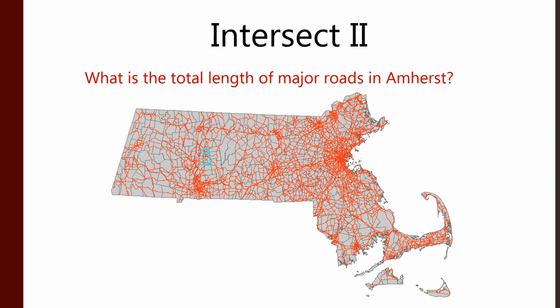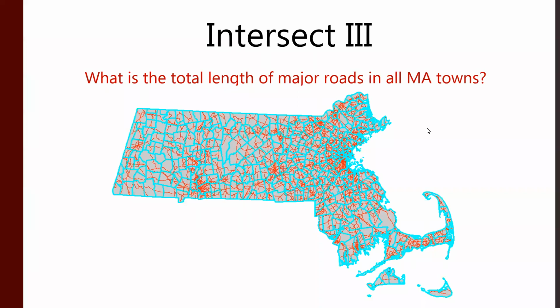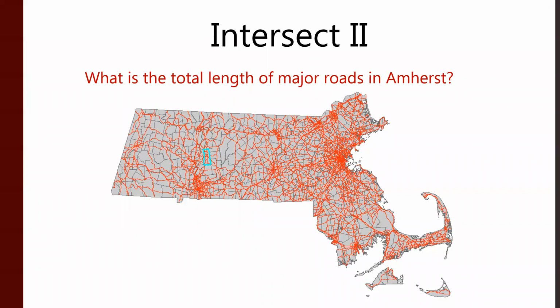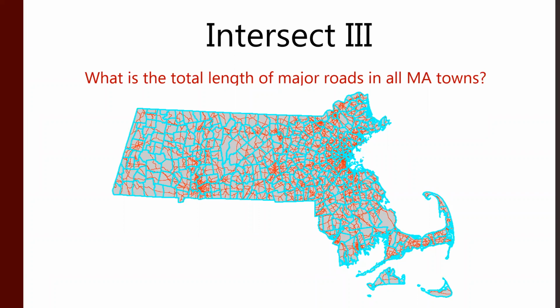So in this case, we're looking at the state of Massachusetts and all of the major roads in the state of Massachusetts. That is in red. We have the town of Amherst selected. That is in light blue. If we want to know just the length of all the major roads in Amherst, we could do something like a clip. Clip would be easy. Clip out Amherst, calculate the distance. Easy, no problem. But if we want to know the length of all the major roads in all of the Massachusetts towns, that's like 351 clips. That's too much. Even automating this would be too much.